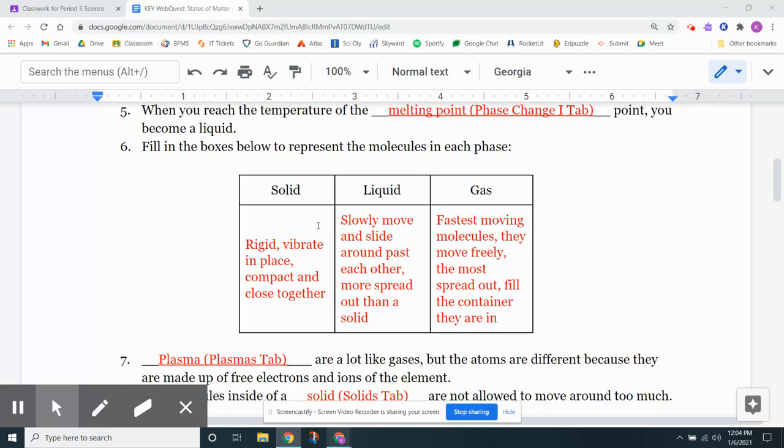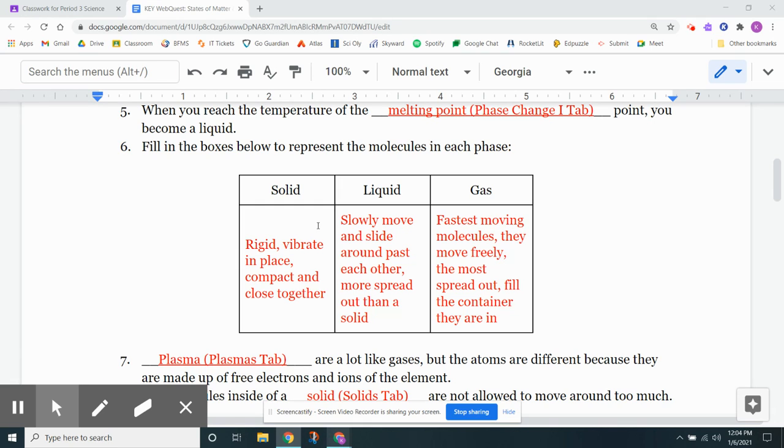And it specifically asked about the molecules, right? The molecular formation. So in a solid, the molecules are very rigid. They're kind of locked in place. Because they can't move around, their only movement is to vibrate in place. They're very compact and they're very close together. In a liquid, the molecules start to spread out a little bit. And since they have more room, they are able to slowly move and slide around and past each other. They flow. They're definitely more spread out and have more space in between the molecules than in a solid.